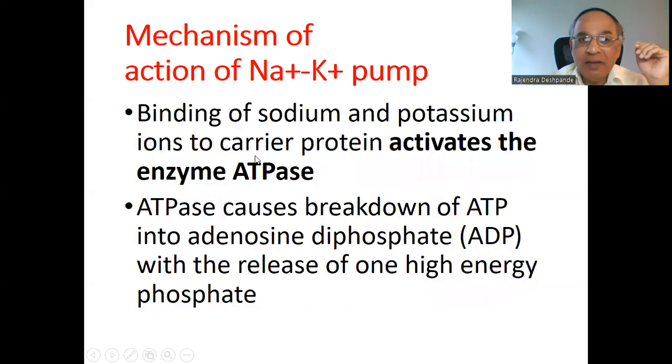Okay, next. Binding of sodium and potassium ions to the carrier protein activates the enzyme ATPase. ASE, this suffix is always for enzyme. ATPase causes breakdown of ATP into adenosine diphosphate, ADP, with the release of one high energy phosphate molecule.